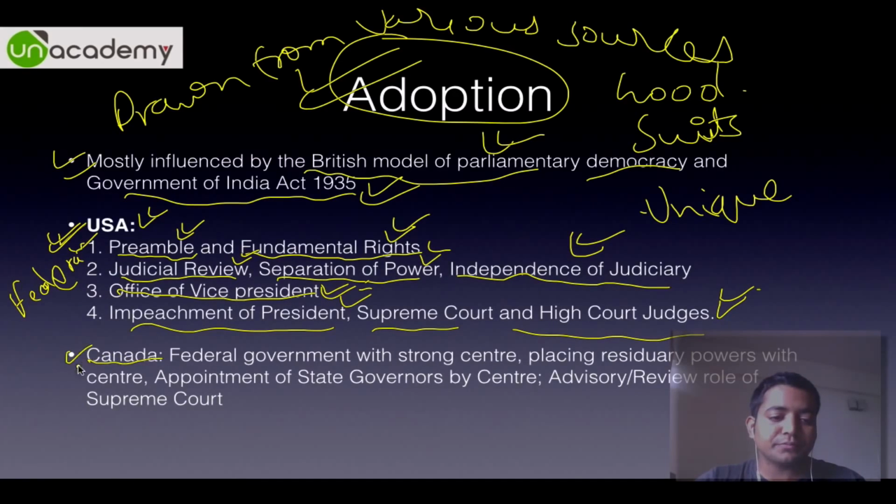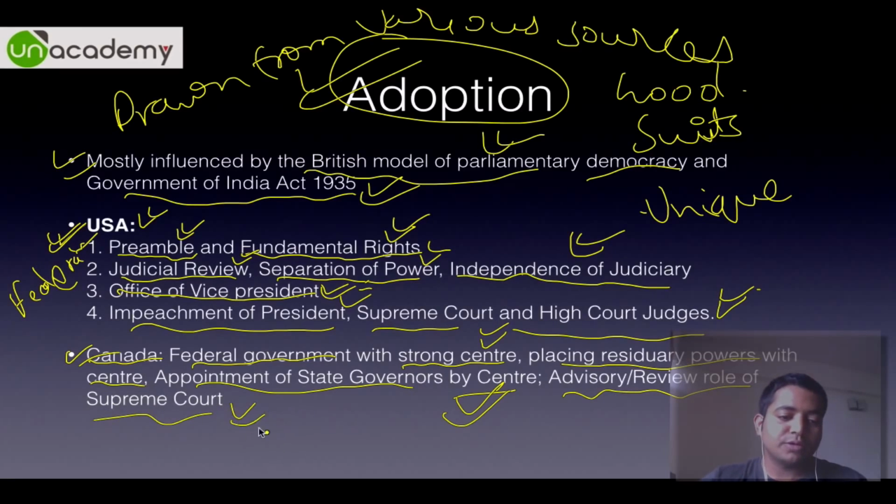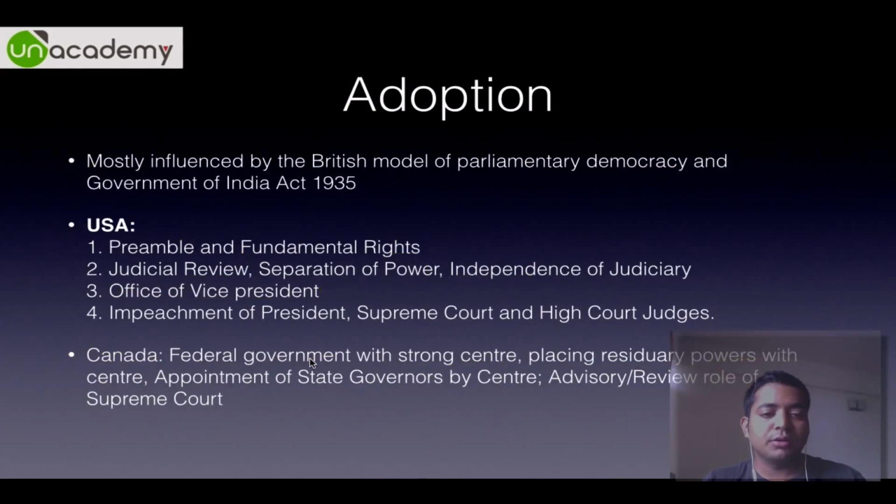Then Canada. We took the federation which suits us, adopted from Canada, that is, a federal government with a strong center, placing residuary powers with the center, appointment of state governors by the center. This practice we follow till date, as well as the advisory role of the Supreme Court. So it gives a huge power to the center. In Canada, the center is extremely strong. So we have taken all the provisions from there.